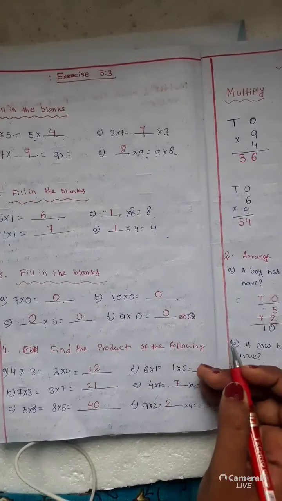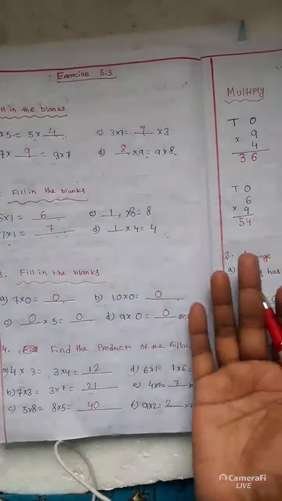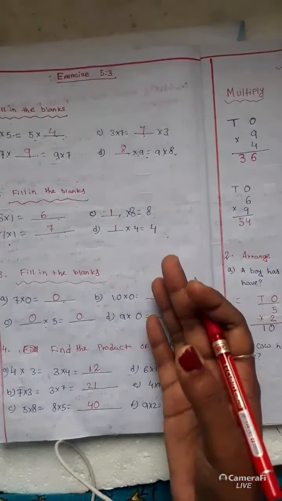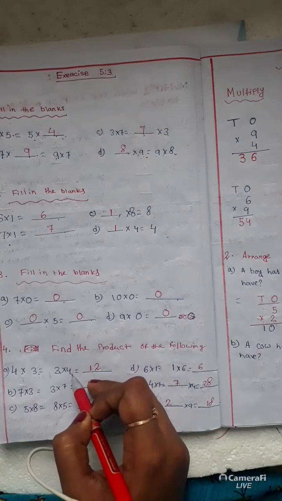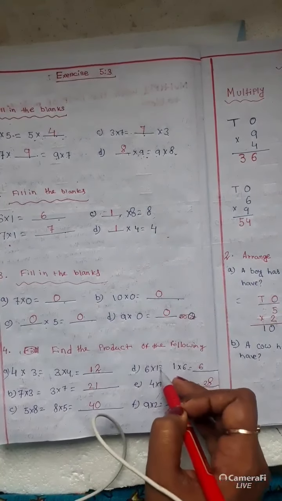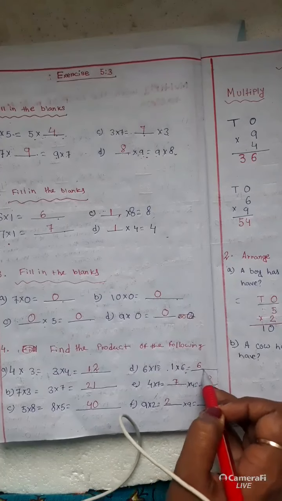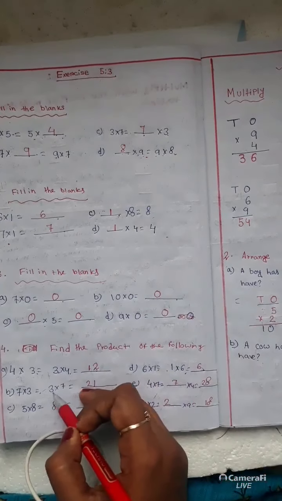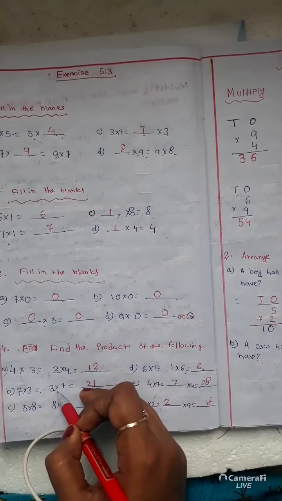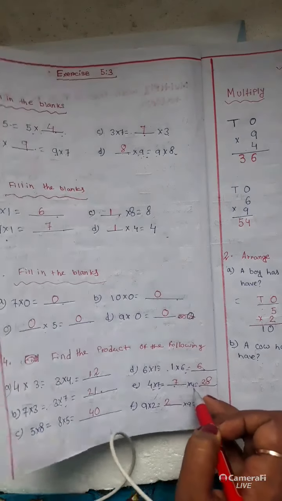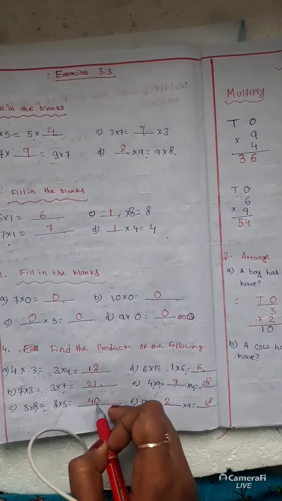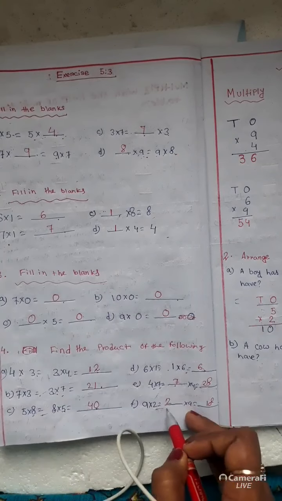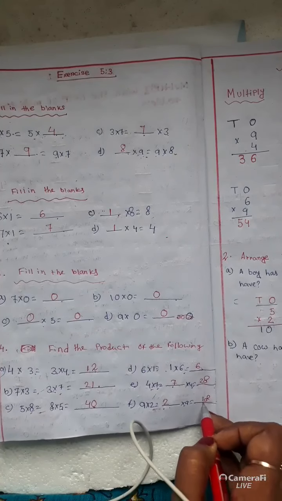Now find the product. It is very easy children. If you learn the tables, it will be very easy to understand and to solve the problem sums. 4 into 3 is the same as 3 into 4 and the product will be 12. 6 into 1 is equal to 1 into 6 and the product will be 6. 7 into 3 is equal to 3 into 7 and the product will be 21. 4 into 7 is equal to 7 into 4, that is 28. 5 into 8 is equal to 8 into 5 and the product will be 40. 9 into 2 is equal to 2 into 9, that is 18.